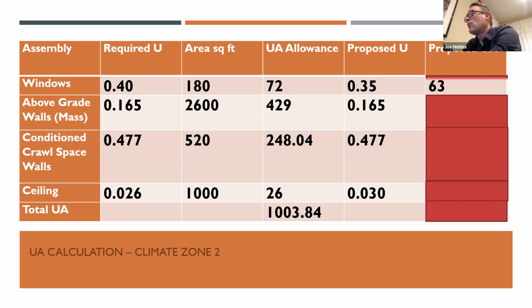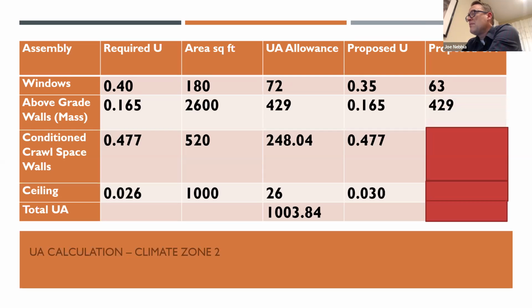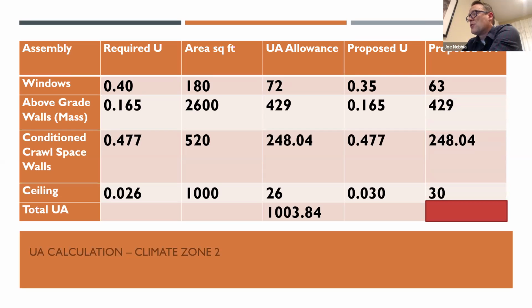In this example, I've got better windows, so I have a lower UA on my windows. I have the same walls as are required by code. I've done the same thing on my conditioned crawl space, and then I've gone down to, I believe, an R38 attic insulation, and so I've got a slightly higher UA for my attic, and we can see from the calculation here I'm still compliant. So just by putting a slightly better window in, I was able to change from an R49 to an R38 in my attic in this example. It's a very simple example, but that's essentially how it's done.